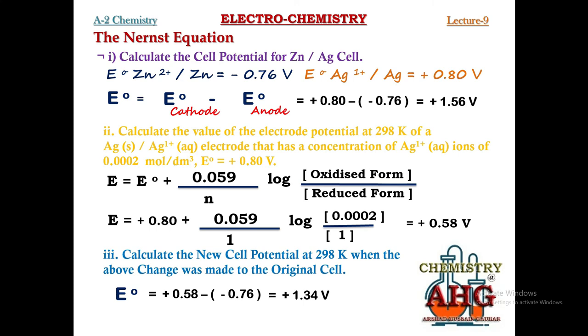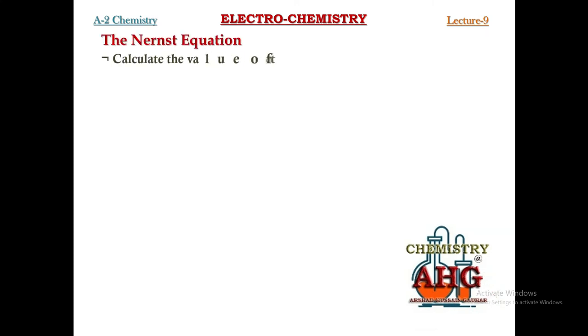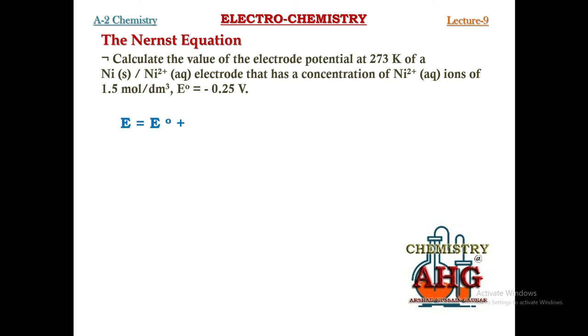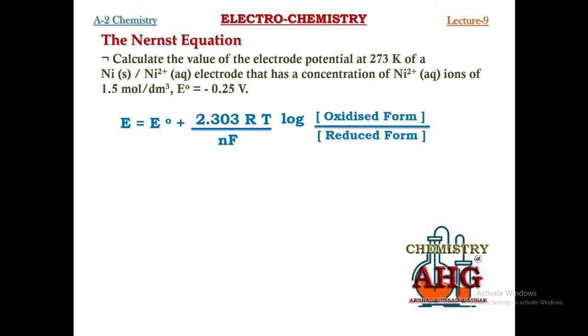One more question you can see, if it is asked to calculate the value of electrode potential at non-standard temperature. Now you can see the given temperature is 273 Kelvin instead of 298 Kelvin. So in this case you will have to use the non-standard form of the Nernst equation. What is the non-standard form of the Nernst equation? I told you it is E is equal to E naught plus 2.303 RT over nF log of concentration of oxidized form over concentration of reduced form. Insert the values, get the answer.